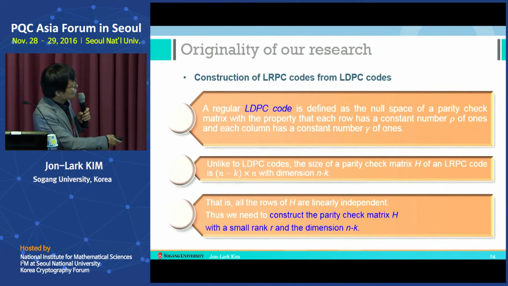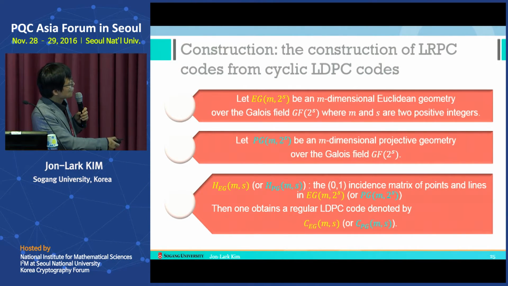LDPC code is a classical code, but in the beginning of the lecture, I gave a brief idea about this code. Basically, the parity check matrix has only a few ones, and the rest are 0. Then it has a very fast decoding algorithm. And the problem is how do you construct the LRPC code from LDPC code. So here is some idea.